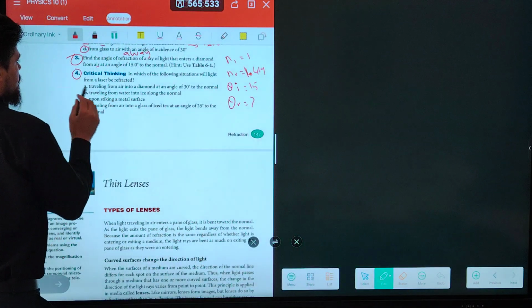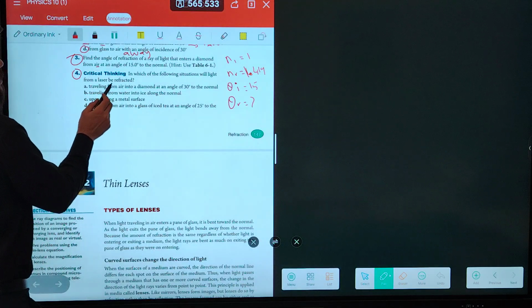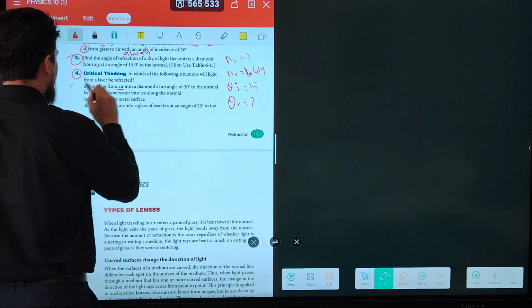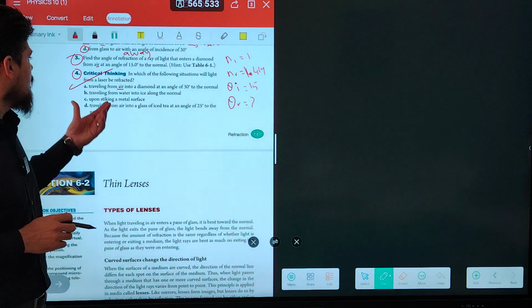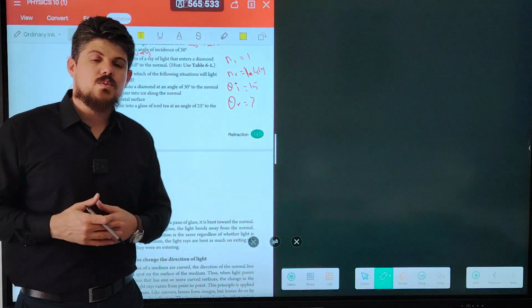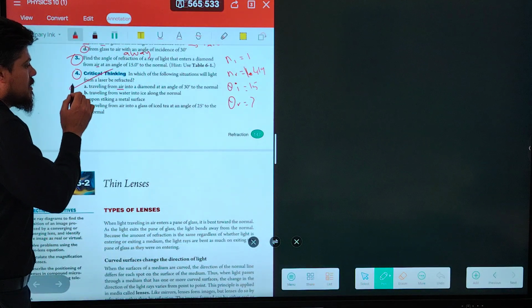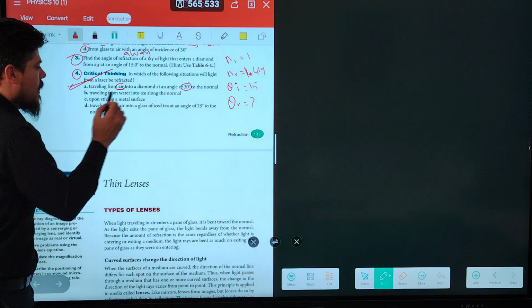Question 4, in which of the following situations will light from a laser be refracted? Traveling from air into diamond at an angle. Yes, it will be refracted. So we have to find in which of the following cases the light will be refracted. The first one, does the light refract in A? Yes. Why? Because it travels between two different substances at an angle.